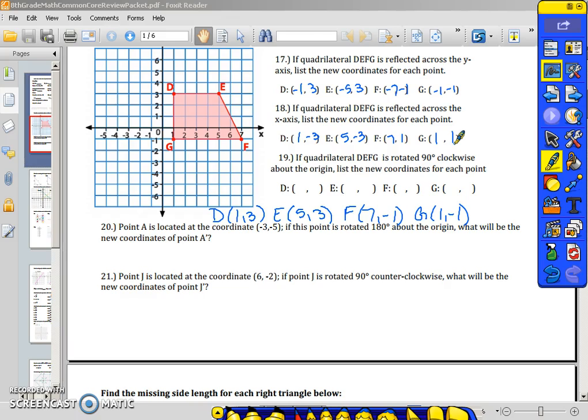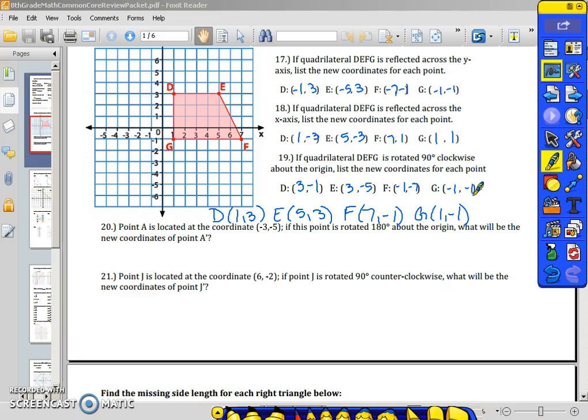For 19, if we rotate it 90 degrees clockwise, we flip the numbers and change the sign of the second number. So D is 3, negative 1. E is 3, negative 5. F is negative 1, negative 7. And G is negative 1, negative 1.